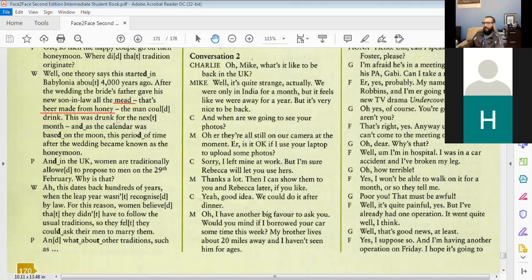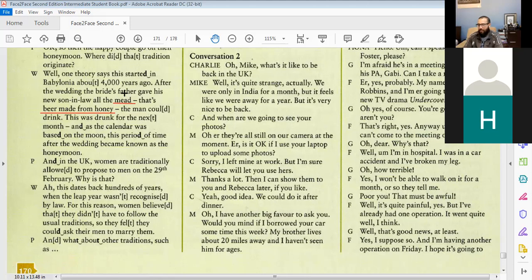So this is the gift that the father-in-law gives to the son. He gives him a big quantity, a lot of mead. They give him enough mead to keep him for one month. And so it started this idea of honeymoon.